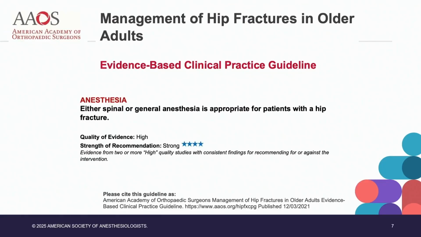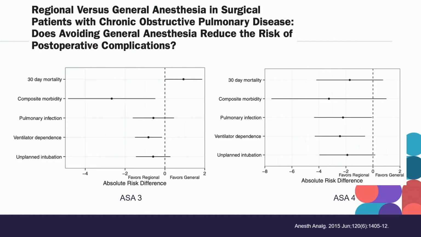This is actually where we may agree with some of our surgical colleagues. The American Academy of Orthopedic Surgeons says basically the same thing: for hip fracture in older patients, either a spinal or a general is appropriate in these patients. However, there is some data looking at these patients in general.